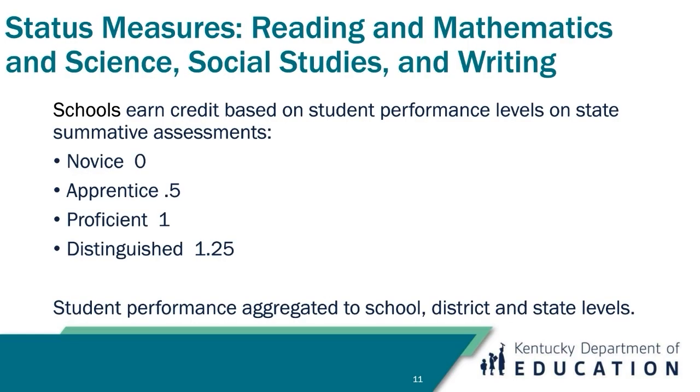State assessment results for the indicators of reading and mathematics, science, social studies, and writing are all assigned points in the following manner. Novice will receive 0 points. Apprentice receives 0.5. Proficient, 1 point. And distinguished, 1.25 points. Student performance is aggregated to the school, district, and state levels.